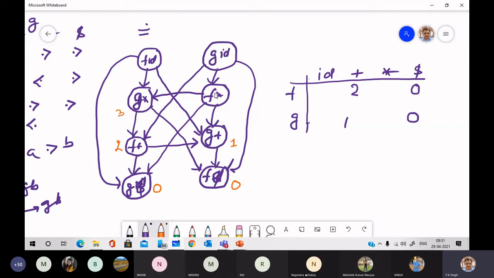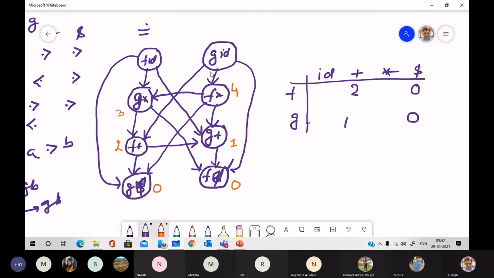Okay. F asterisk: here 1 plus 1 is 2, 1 plus 3 is 4, and it directly goes to terminal node 0. So this path, from F asterisk to G asterisk to F plus to G plus, will be 4.